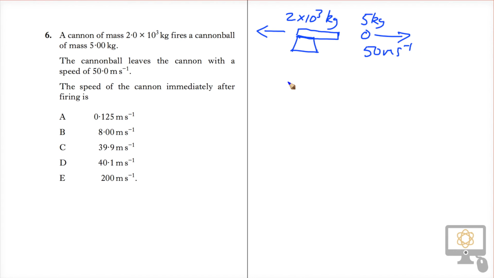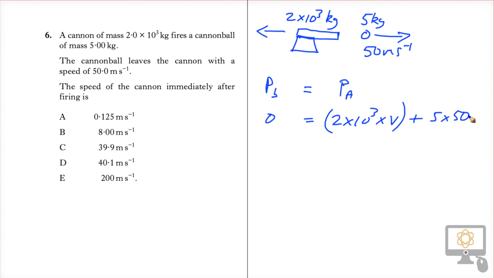It is a momentum explosion, so the first thing to consider is that the momentum before, P before, is equal to 0, because everything is at rest before the explosion, I should say, not a collision. That's equal to the momentum after, which is the combination of the momentum of the cannon and the momentum of the cannonball. So the momentum of the cannon is its mass times its velocity. So it's 2 times 10 to the power of 3 times its velocity, plus the momentum of the ball, which is its mass of 5 times its velocity of 50.